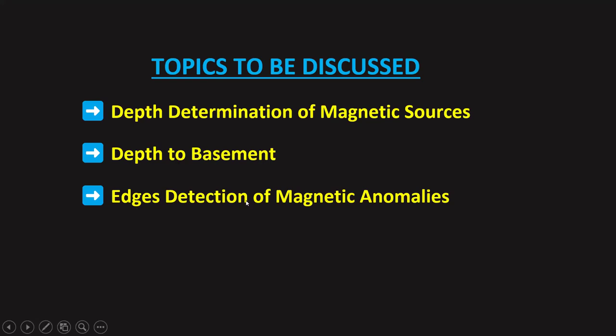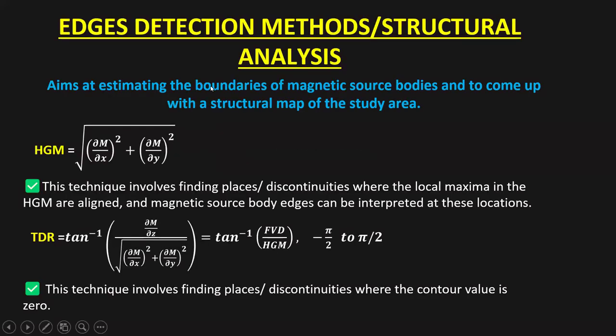That is the edge distortion of magnetic anomalies, and that is what we are going to do. That is about edge detection, or sometimes they call it structural analysis. What is the purpose? The purpose of this is to locate the boundaries of magnetic source bodies and to come up with a structural map, or sometimes we call them the linear map of the study area.